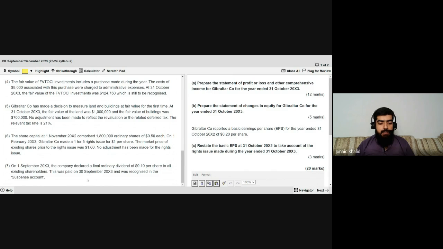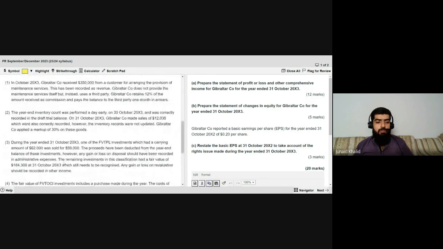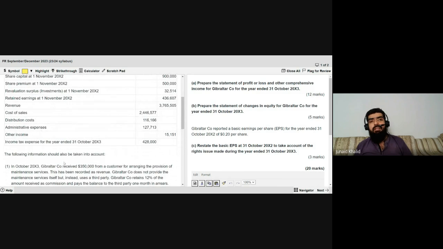On 1st September, the company declared an ordinary dividend of $10 per share to all existing shareholders. This was paid on 30th September 2003 and was recognized in the suspense account. Always remember, we recognize the accounting treatment on the basis of accrual, which means that if you are going to pay that amount on 30th September 2003, it's irrelevant for me. It's not necessary or required. So this was the overall question from the last attempt, that is the final account.